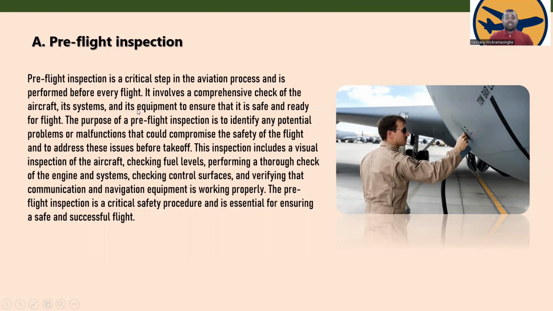So it involves a comprehensive check of the aircraft, its systems, and its equipment to ensure that it is safe and ready for flight. The purpose of pre-flight inspection is to identify potential problems or malfunctions that could compromise the safety of the flight and to address these issues before takeoff. This inspection includes a visual inspection of the aircraft, checking fuel levels, performing a thorough check of the engine and systems, checking control surfaces, and verifying the communication and navigation equipment is working properly. So the pre-flight inspection is a critical safety procedure and is essential for ensuring a safe and successful flight.